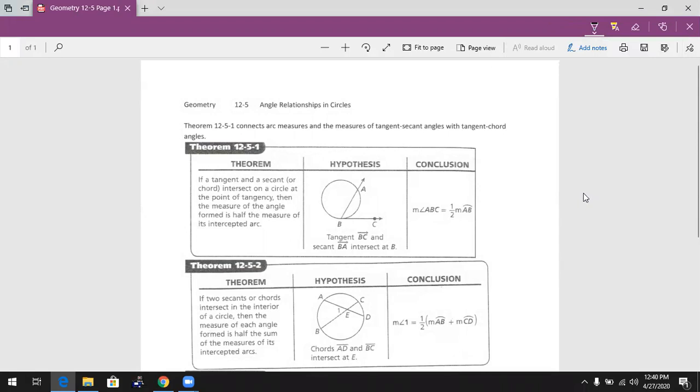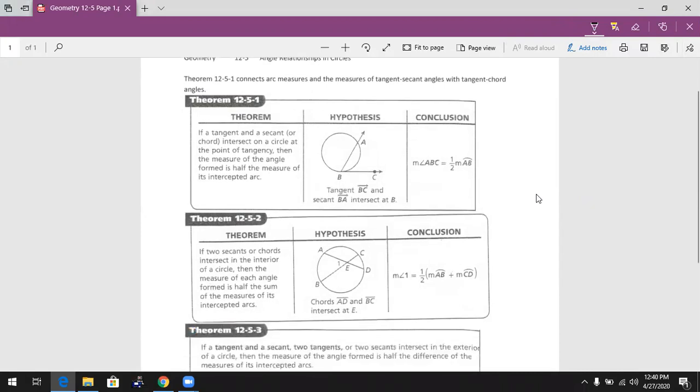Lesson 12.5 deals with angle relationships in geometry. Theorem 12.5.1 connects arc measures and the measures of tangent secant angles with tangent chord angles. Theorem 12.5.1 says if a tangent and a secant or chord intersect on a circle at the point of tangency, then the measure of the angle formed is half the measure of the intercepted arc.